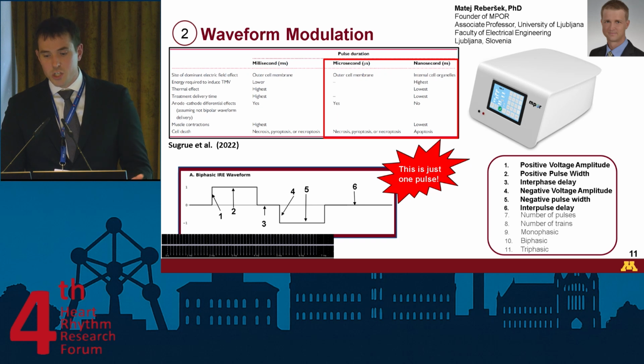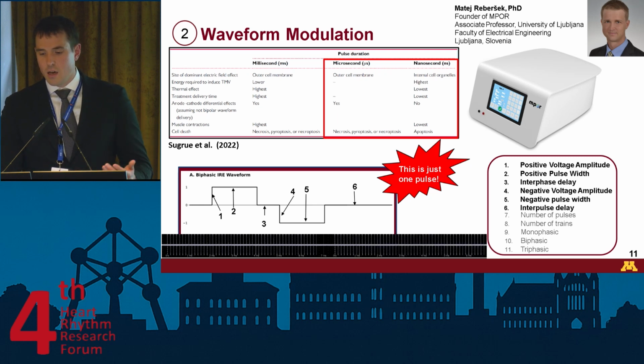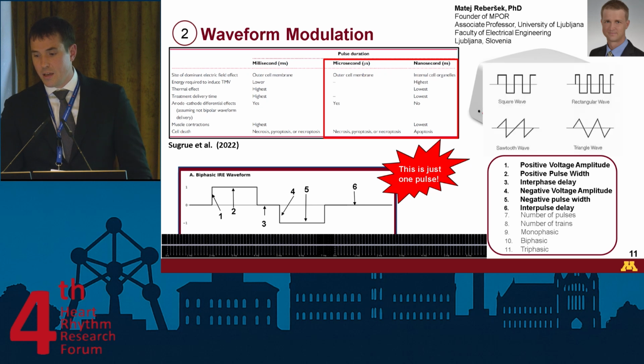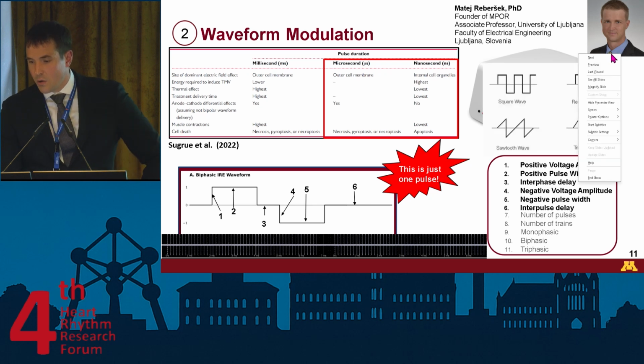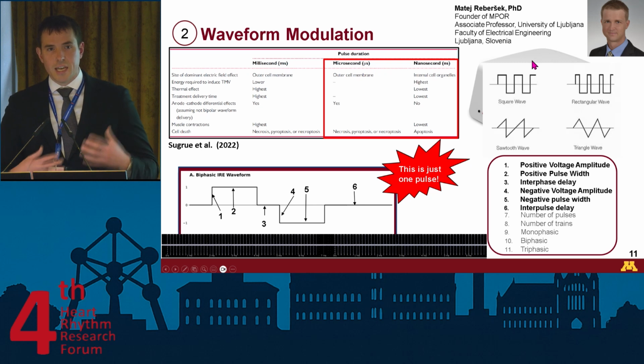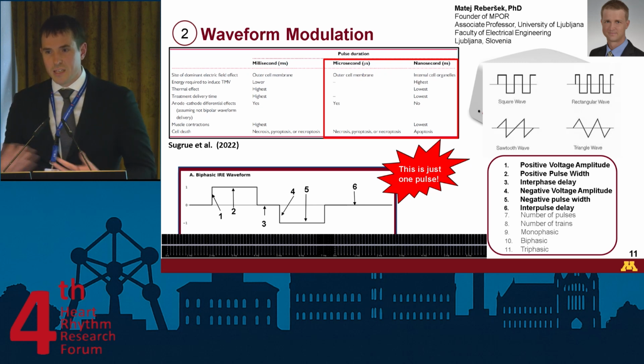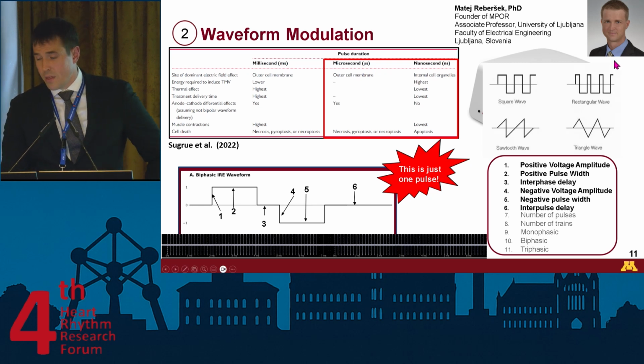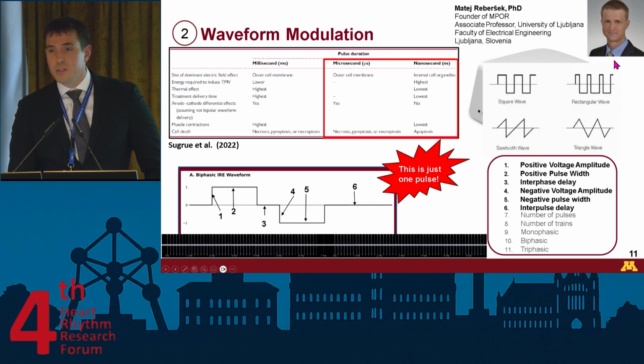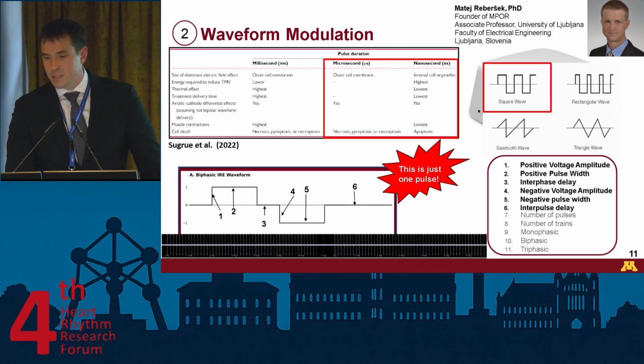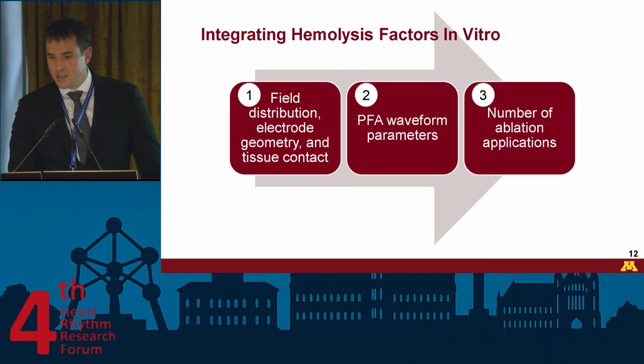So all these play a role, and it becomes quite complex because this is just one pulse. You can actually change a lot of these things: how many pulses you're giving, how many pulse trains you're giving, and ultimately you can also change the waveform. All these things play a role in what's being designed for the cath lab. With a partnership with Matej Rebersek, who founded a company that allows us to manipulate all these parameters I'm mentioning, that's what I'm going to be investigating. And it's going to be mostly square waves that I'm looking into.